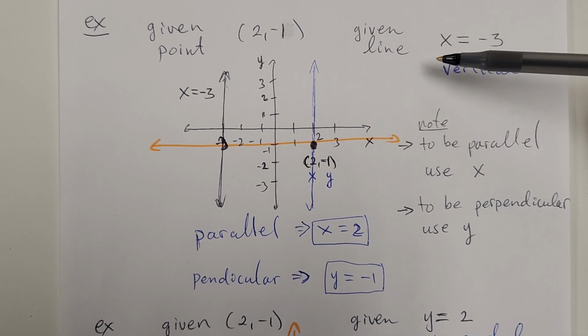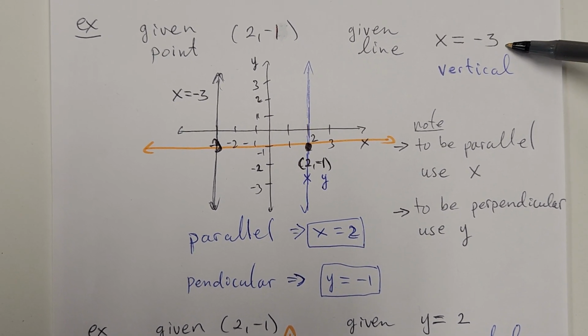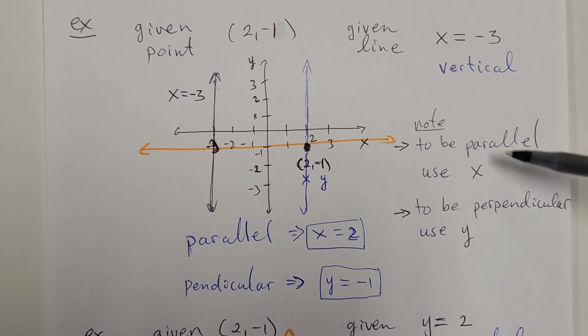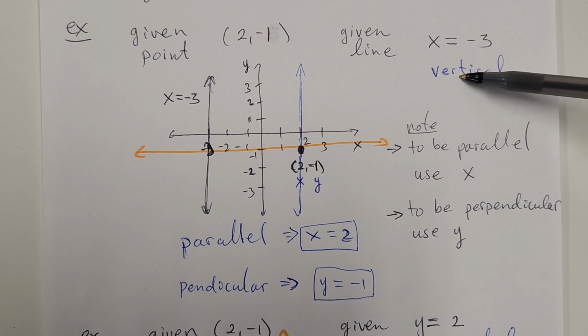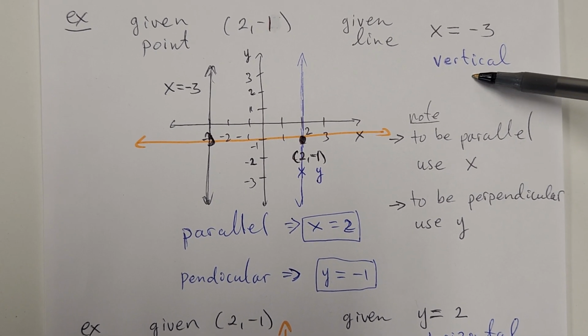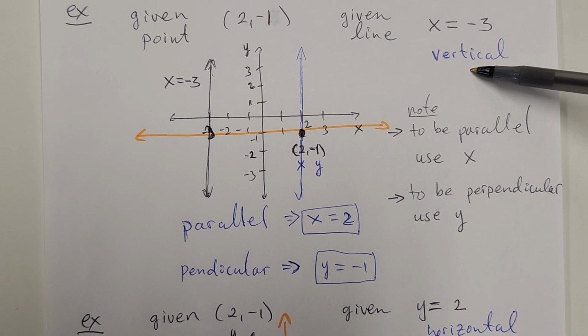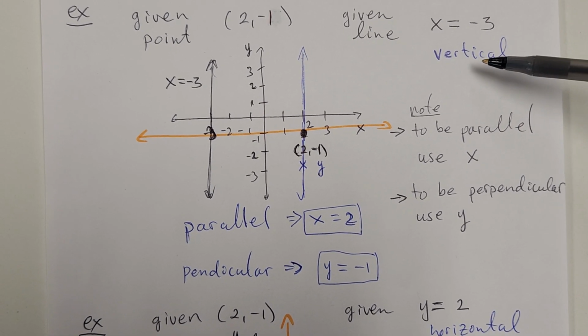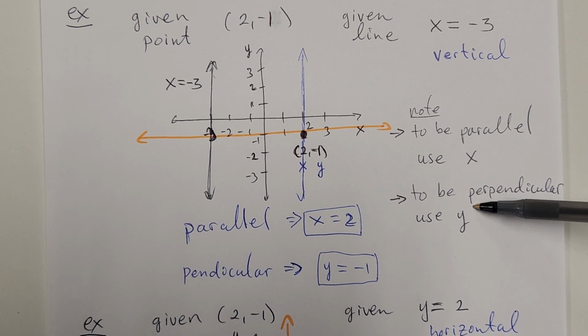Okay, so x equal -3. You will follow this note, or any vertical line, you will follow this note. Okay, so vertical line, to be parallel, you will use x. To be perpendicular, you will use y.